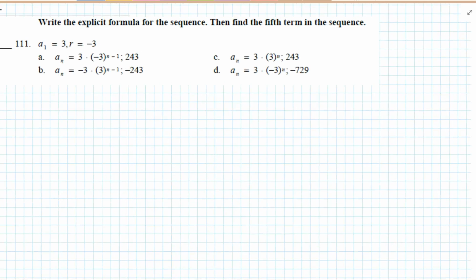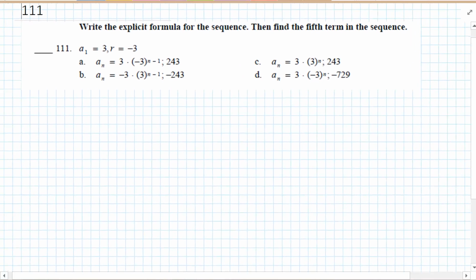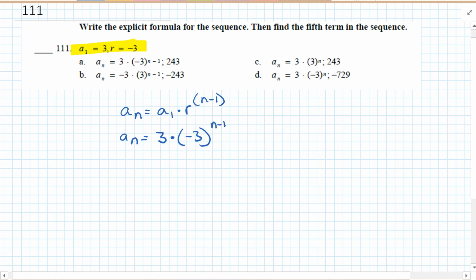Okay, 111. Write the explicit formula for the sequence. Find the fifth term. Okay, a lot of kids on the test last go around ask, well, what is it? Well, since there's an R value given, it's got to be a geometric sequence. So for geometric, a of n equals a1 times r to the n minus 1 power. So it says write the formula and then find the fifth term. So let's just plug in values. A of n, and again, we're solving for n, equals a1, which is 3, times, I'm going to go ahead and put in parentheses, negative 3 to the n minus 1 power. Now it says find the fifth term.